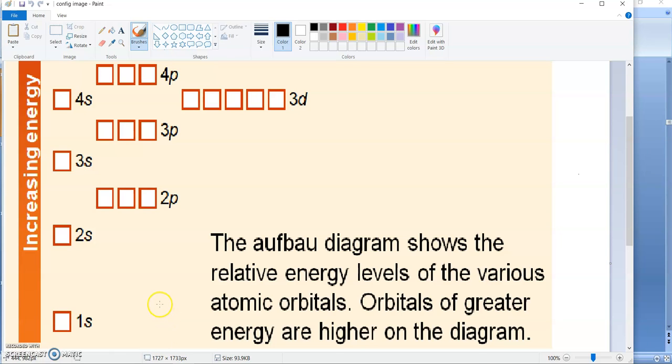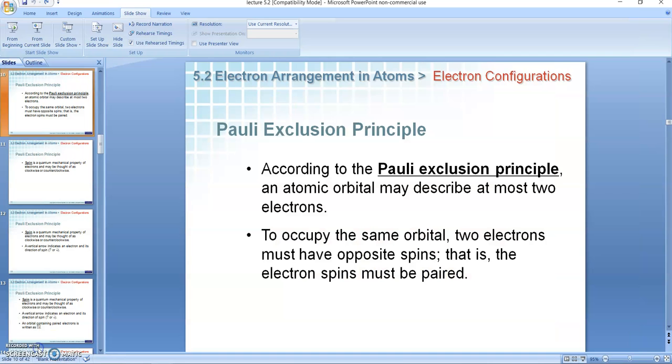But how do you know it's full? Well, that's where the second rule comes into play, and that's the Pauli exclusion principle. The Pauli exclusion principle limits us to one electron with each spin state in each orbital. So bottom line is 2 electrons per orbital. And so that 1s orbital can hold 2 electrons, as long as they have opposite spins. So that's what they show here.